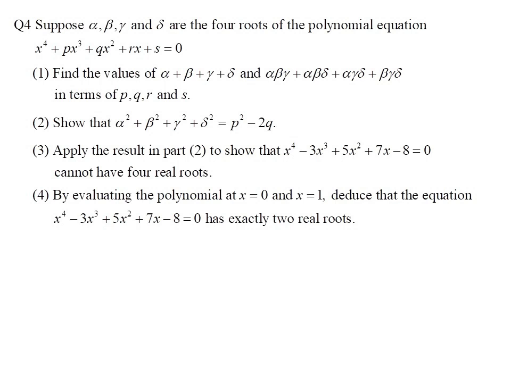The following question is to prove that the polynomial equation x to the power 4 minus 3x cubed plus 5x squared plus 7x minus 8 equals 0 cannot have four real roots. The last question is to deduce the equation has exactly two real roots by evaluating the polynomial at the values of x equals 0 and 1.